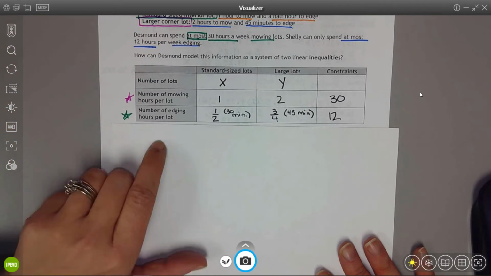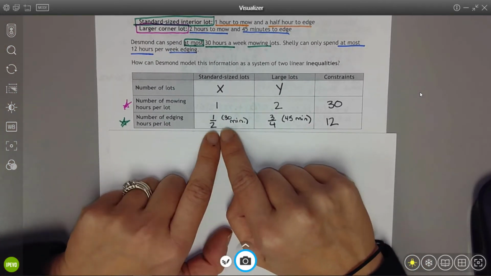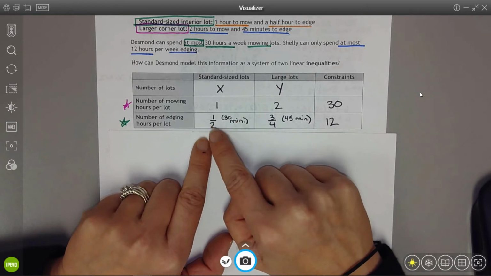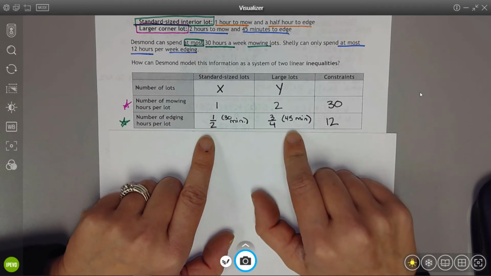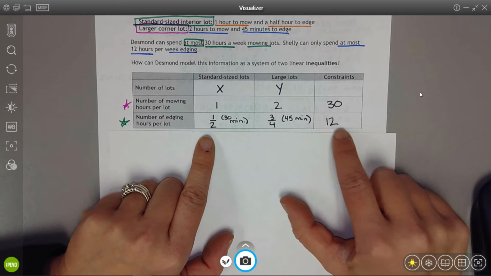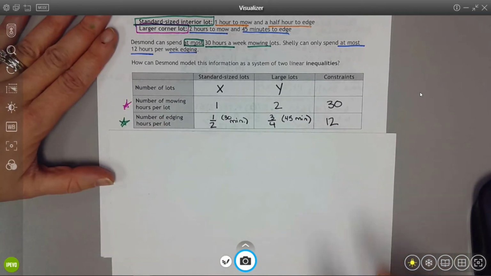Now the edging. So now we're going to look at Shelly. We know for a standard lot, it takes her 30 minutes. I'm going to write that as 30 out of 60, which gives me 1/2. And then a large lot, 45 minutes, that's 3/4 of an hour. Her constraint is she doesn't have more than 12 hours to spend on this.